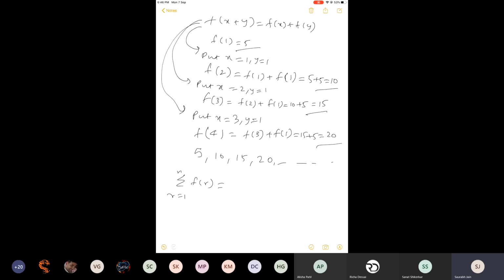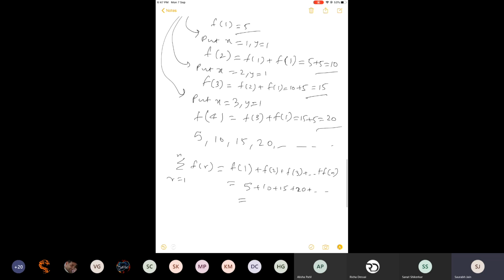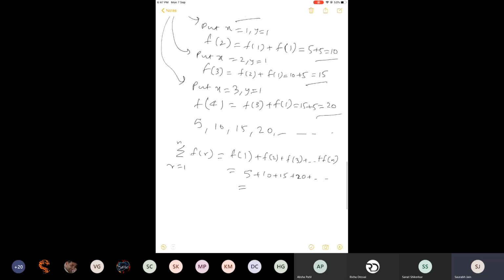And now you have the value of every term. F1 is how much? That is why I was finding these values. F1 is 5, F2 is 10, this is 15, this is 20, and this is sufficient to see that it is nothing but an AP. The number of terms is n, because sigma is varying from 1 to n. The first term is 5, so let's use the sum of n terms of an AP: n by 2 times twice A plus n minus 1 into D. The common difference is 5. This is n by 2 times 10 plus 5n minus 5.